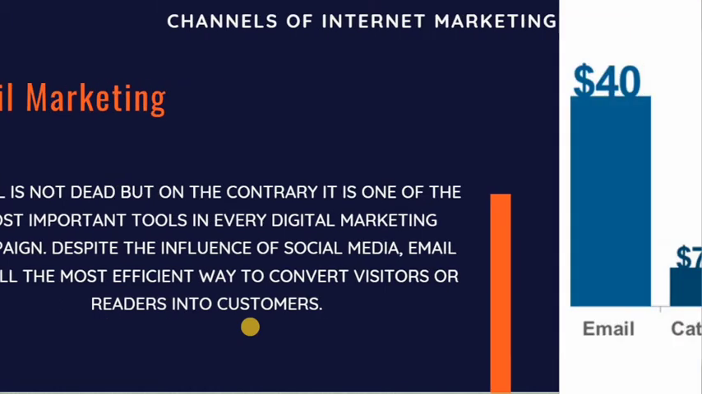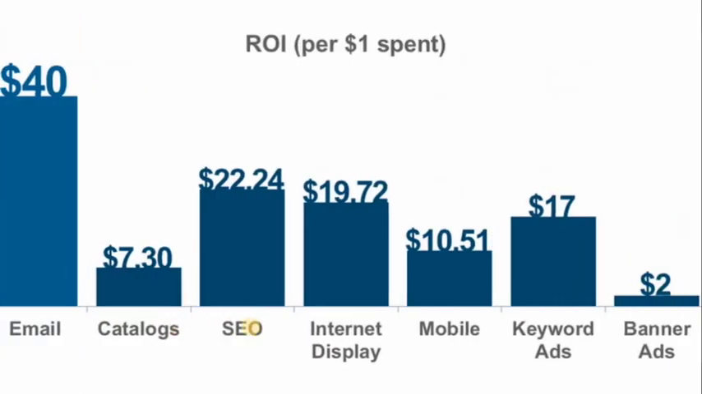And now see this. Among all the channels of digital marketing, for every $1 you spend on banner ads, you get $2. If it's keyword ads, you get $17. If it's mobile marketing, you get $10.15. If it's internet display, you get $19.72. If it's SEO, you get $22.74, very, very high. If it's catalogs, you get $7.30. But if it's email, you get $40. So it is that powerful.